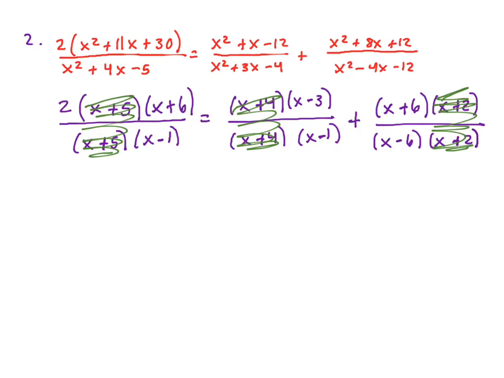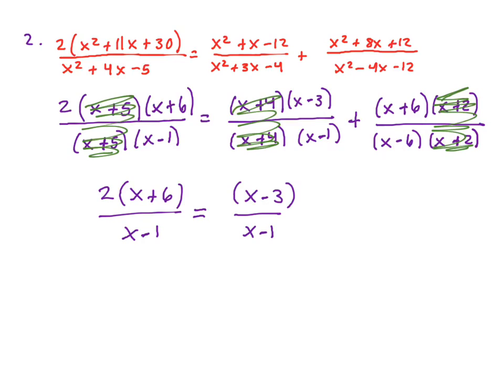So then when we rewrite our equation, we can see that it's 2(x + 6) over (x - 1) equals (x - 3) over (x - 1) plus (x + 6) over (x - 6). And now we're going to work on combining this side right here so that we can cross multiply with the other side. So just working with this side, if we want to combine them, we're going to have to make the denominators the same.